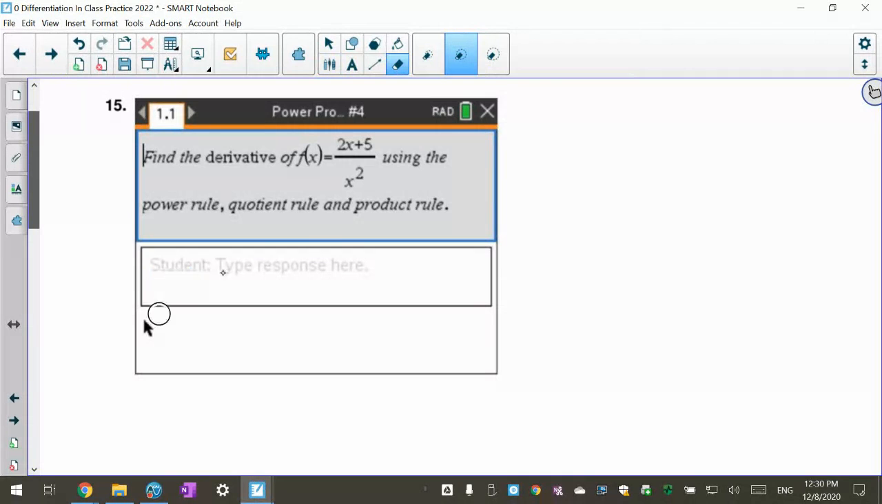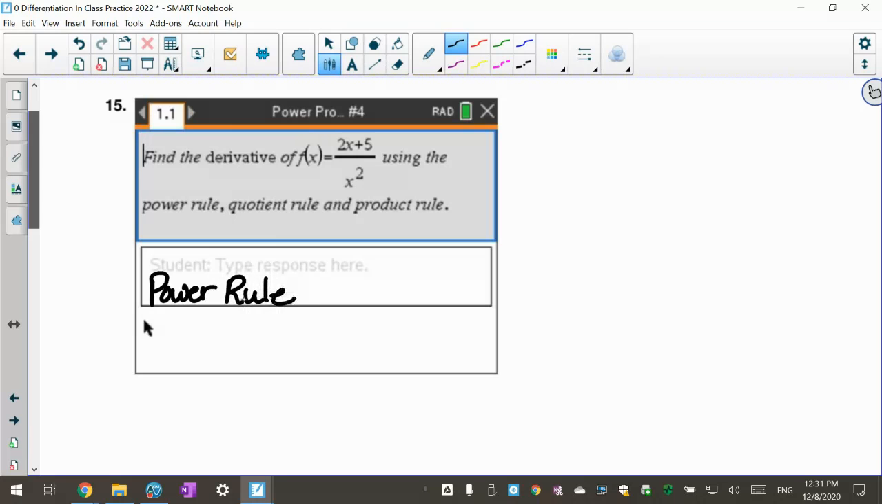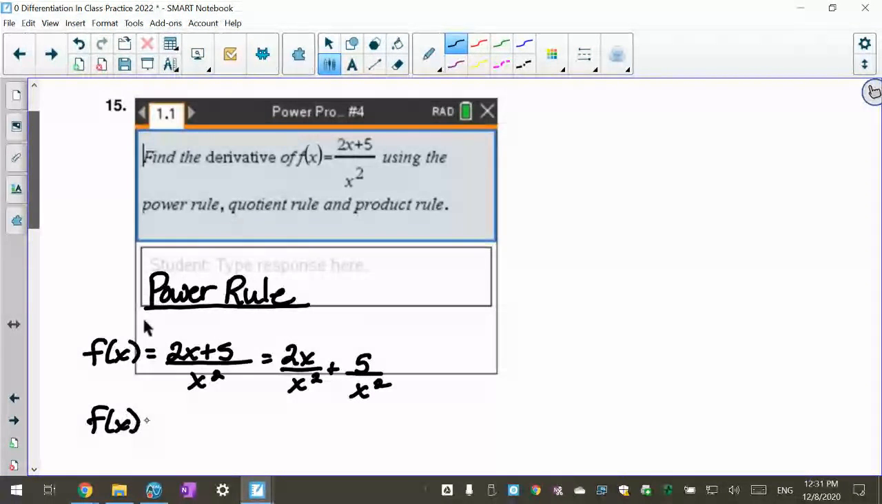Let me erase that so it looks nicer. Okay, so the power rule. I'm going to take my original function f of x equals (2x plus 5) over x squared. And what we've been doing in class has been splitting that up and making it so it's in a form where I can do the power rule. So I have 2x divided by x squared plus 5 divided by x squared. And then I'm going to rewrite it like this. And that is a first power here, so this can cancel out. So I have a 2 over x, and I have plus 5 over x squared.